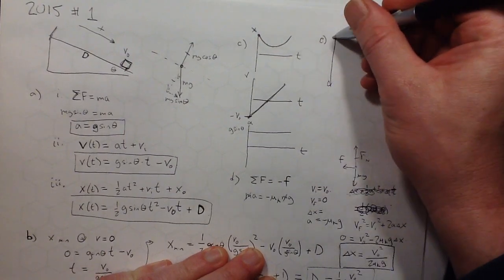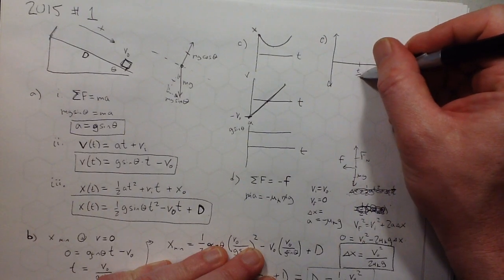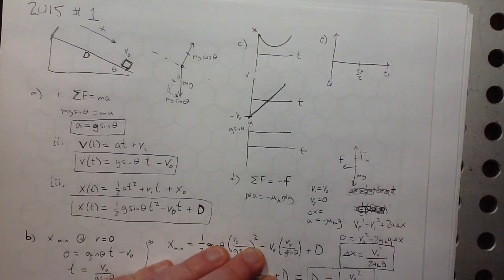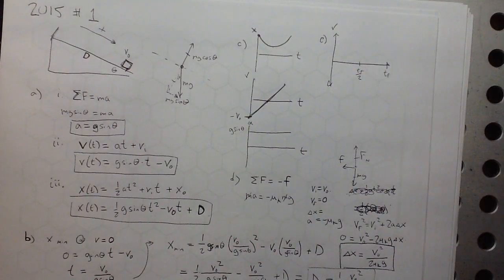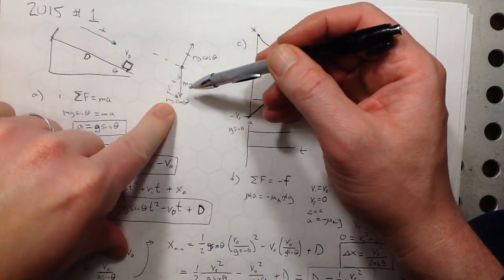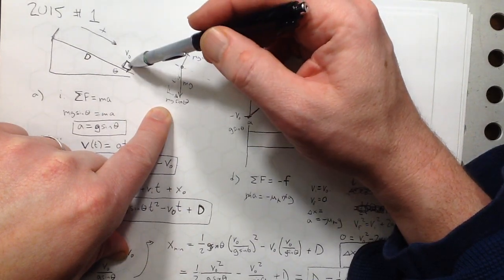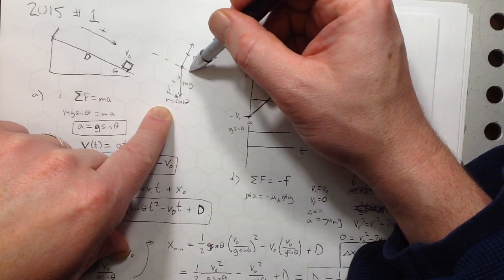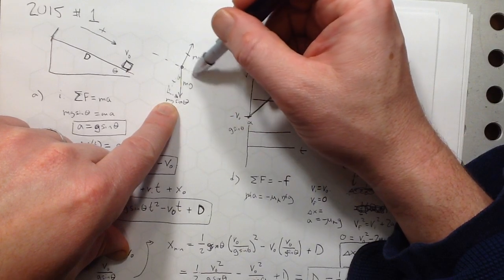Part E, they want to know now if there's friction on the ramp, then what would the velocity versus time graph look like? Well, what's going on then? If there's friction, then just refer back to the force diagram here. Friction always opposes the direction of motion. So when it's going up the ramp, you're going to have mg sine theta down the ramp and friction this way. So the magnitude of the acceleration will be greater because I'll have more net force in that direction.